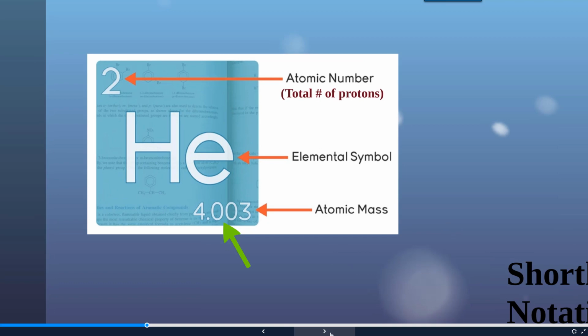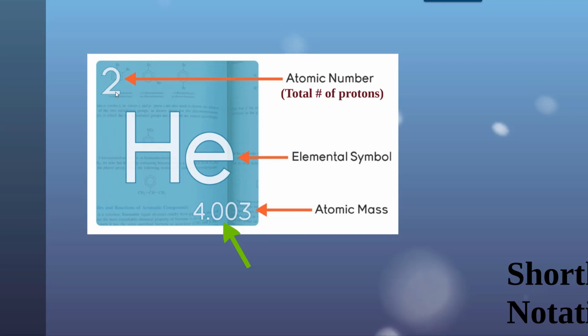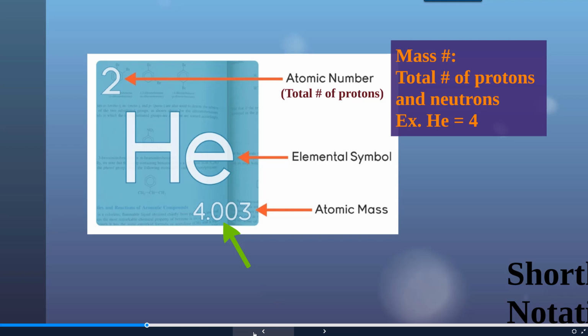When we're documenting or representing these elements, oftentimes you will see them written with the elemental symbol, the letters corresponding to an element. In the upper left-hand corner, you'll find the atomic number associated with that element, which is equivalent to the total number of protons. And in the bottom right, you'll notice an atomic mass. The mass number is equivalent to the total number of protons and neutrons. For example, the mass number of helium is 4.